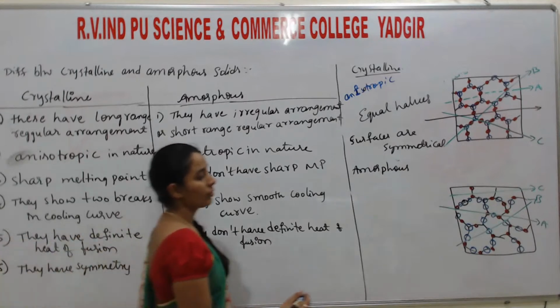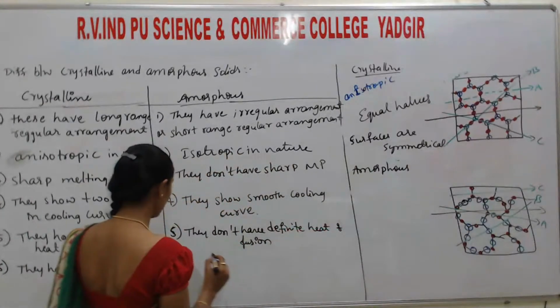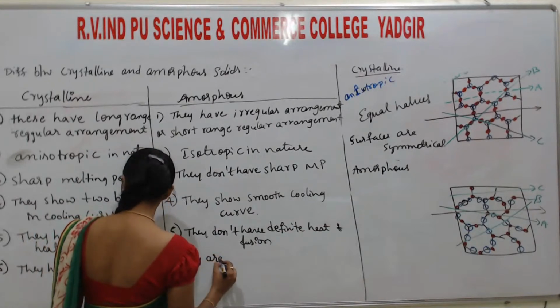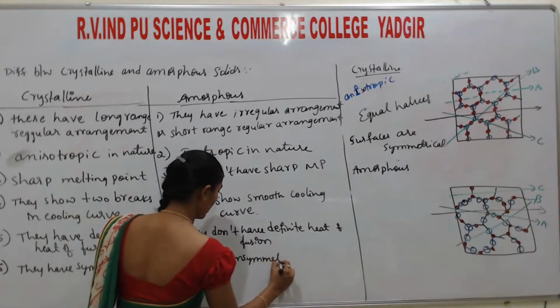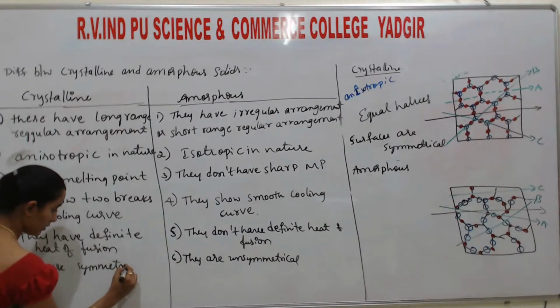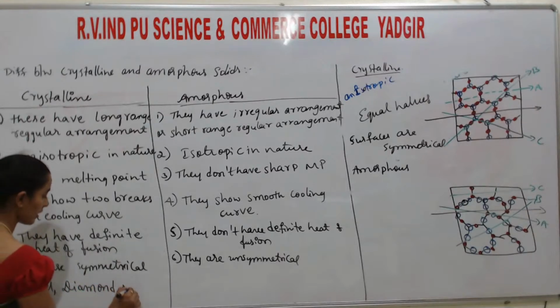Here you cut, it means you don't get symmetrical. Here you cut, it means this part is different, this part is different. So this one has symmetry, and this one is an unsymmetrical unit. They are symmetrical and they are unsymmetrical. And the last one, you simply write examples: for crystalline solids, NaCl, diamond and quartz are the examples.